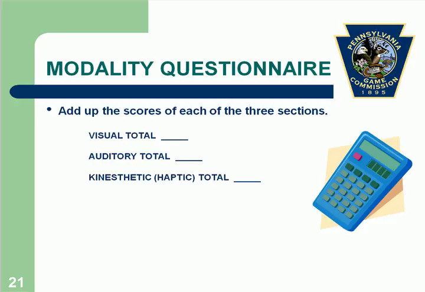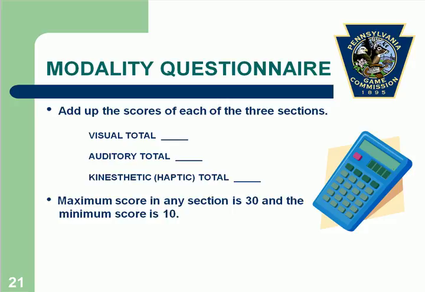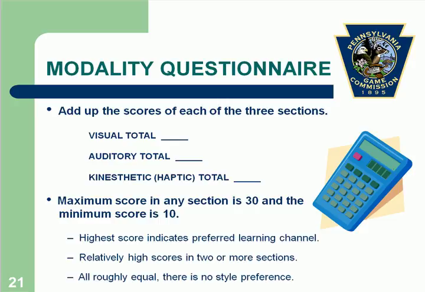Now, add up the scores of each of the three sections: visual, auditory, and kinesthetic or haptic total. The maximum score in any section is 30 and the minimum score is 10. The highest score indicates the preferred learning channel. A relatively high score in 2 or more sections means that you are a multi-modality learner. If all are roughly equal, there is no preference in your learning style.